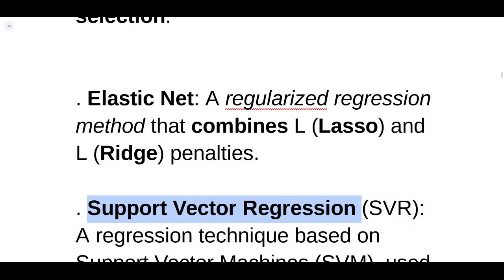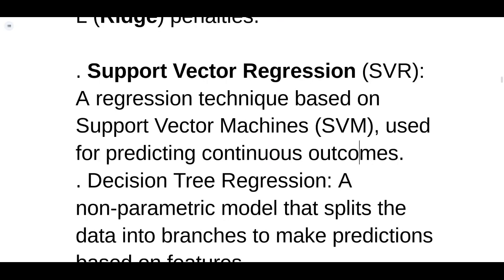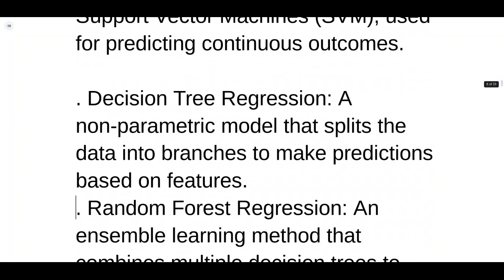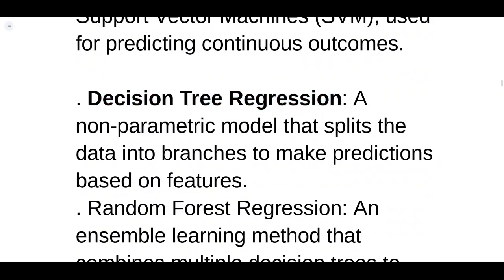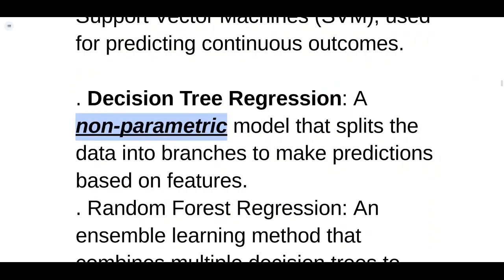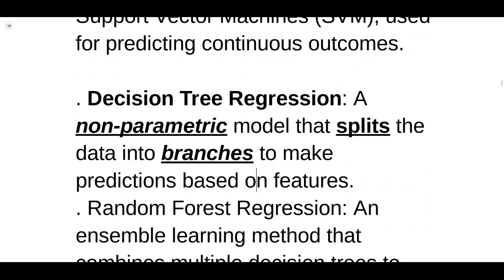Support vector regression. It's a regression technique based on support vector machines used for predicting continuous outcomes. Decision tree regression. It's a non-parametric model that splits the data into branches to make predictions based on features.